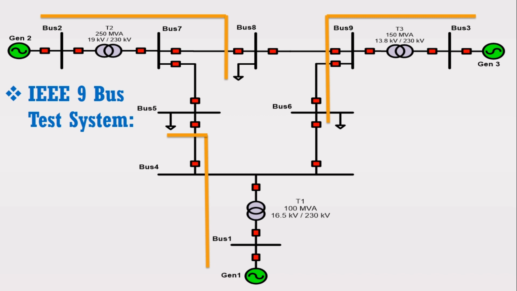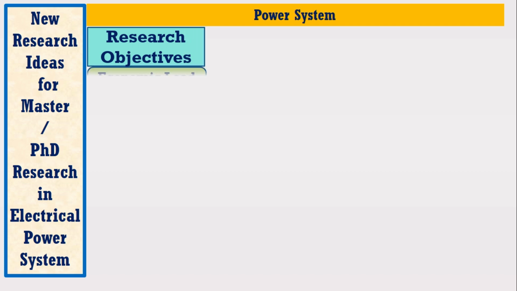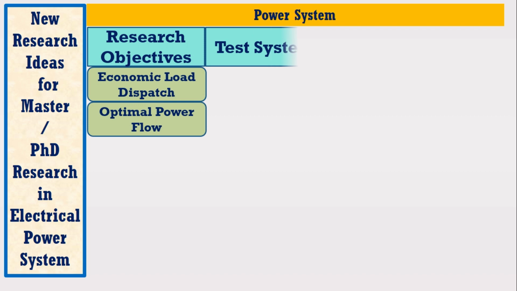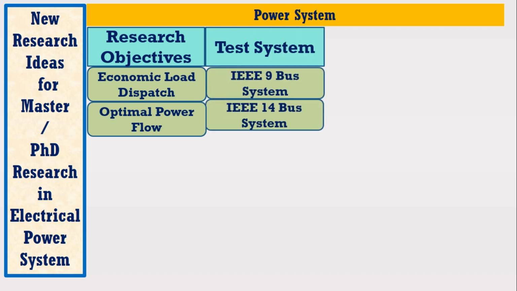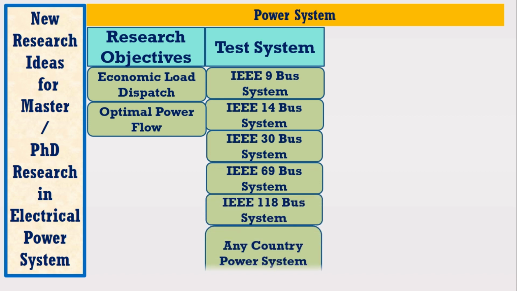Therefore, new research titles that can be used are the economic load dispatch or optimal power flow of the IEEE 9-bus test system, or IEEE 14-bus test system, or IEEE 30-bus test system, or IEEE 69-bus test system, or IEEE 118-bus test system, or any other power system.